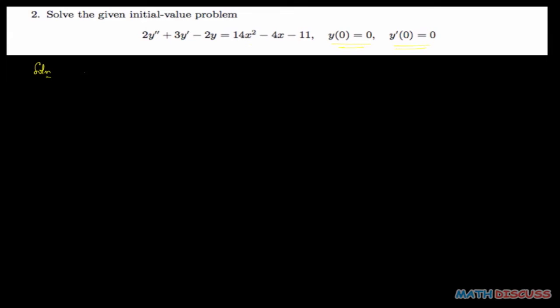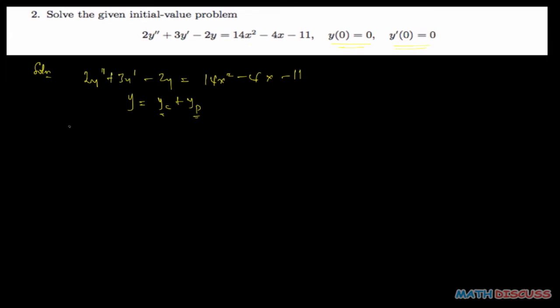The differential equation we're given is 2y'' + 3y' - 2y = 14x² - 4x - 11. Anyway, to find the general solution of a non-homogeneous differential equation like this, the general solution should be of this format: y = yc + yp, where yc is the complementary function and yp is the particular solution. So to find yc, all we need to do is solve the associated homogeneous differential equation.